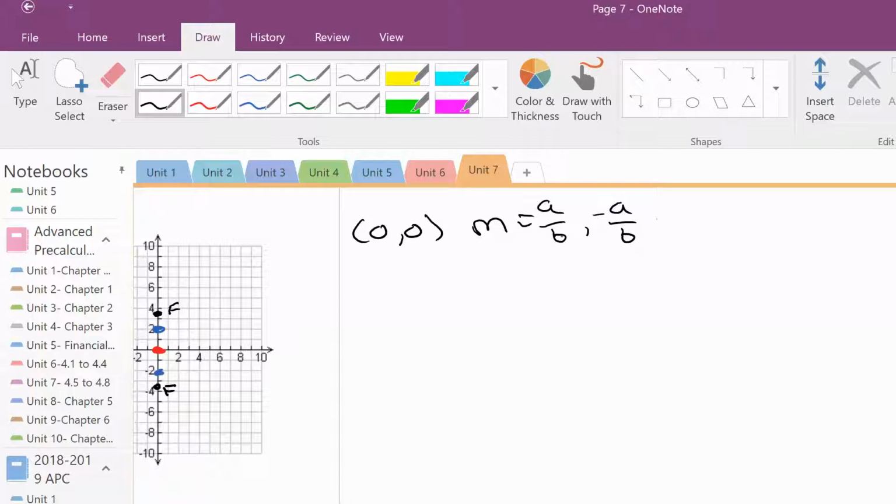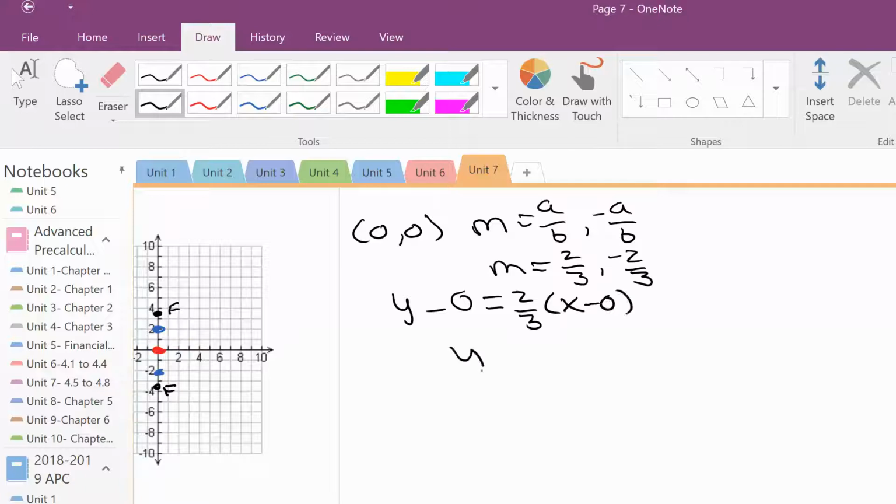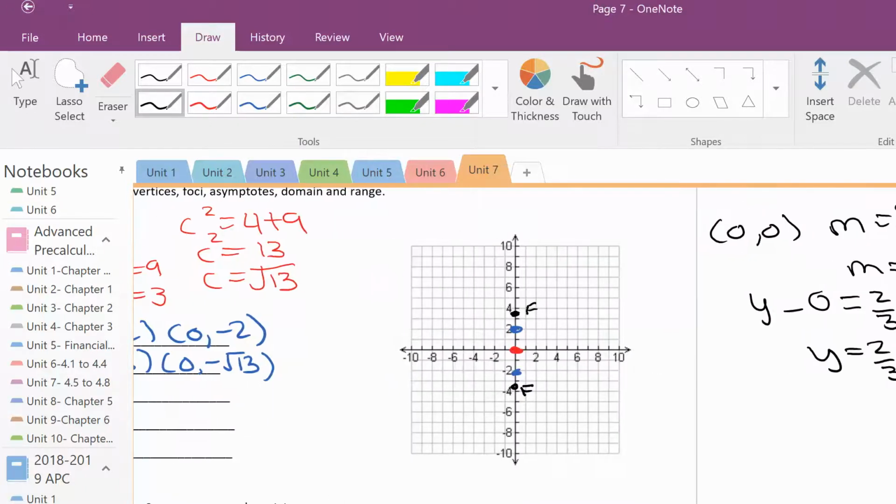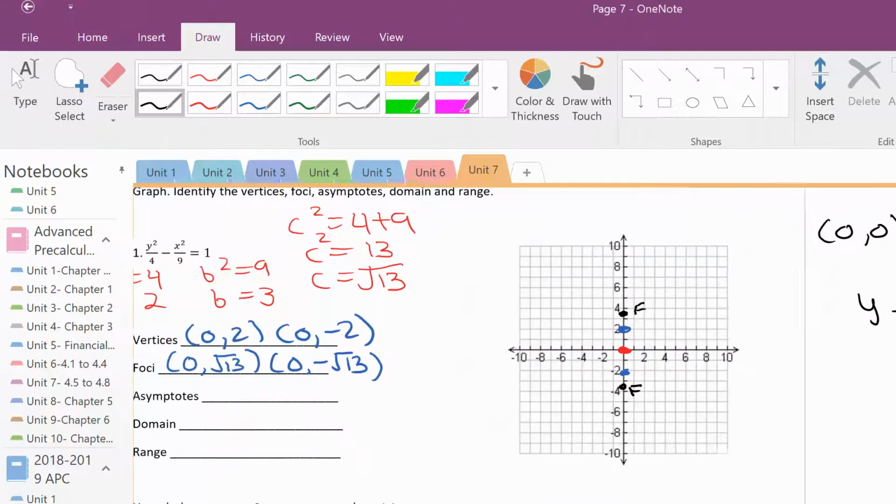So in this case, the slope is 2/3 and -2/3. So when you write your equations, y minus 0 equals 2/3 times x minus 0. So it's just y equals 2/3 x. And y equals -2/3 x minus 0, so y equals -2/3 x. So those are the equations for your asymptotes over here.